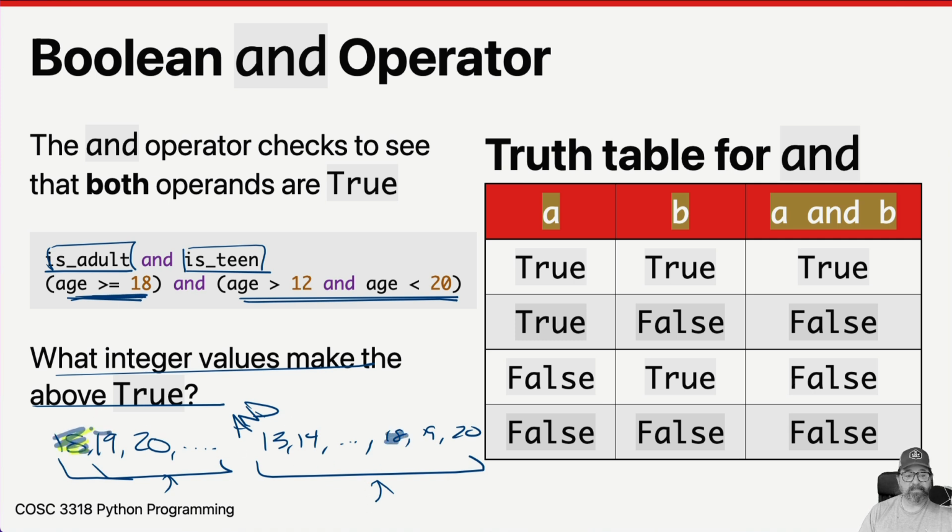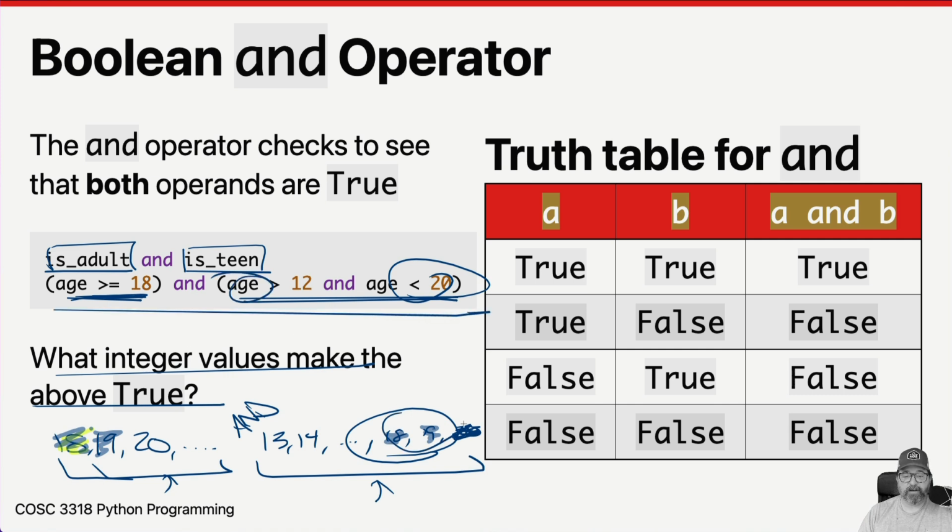The answer is yes. Is 19 in both sets? The answer is yes. Is 20 in both sets? No, because 20 is not supposed to be there. It's less than 20. So only the numbers 18 and 19 will make all of this true. If age is 18 or 19, then they are both an adult and a teenager.